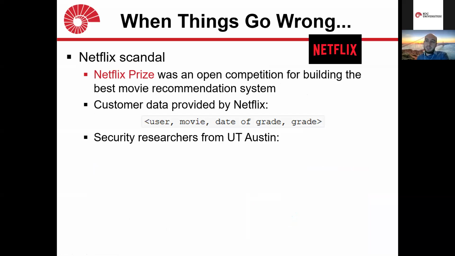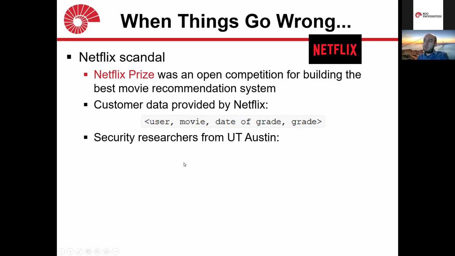Another example is the Netflix scandal, also from the previous decade. The Netflix Prize was a competition for building a movie recommendation system. What Netflix did was provide customer data, including the username, the movies that the user watched, what score they gave, whether they liked the movie or not, and on what date they gave this grade.